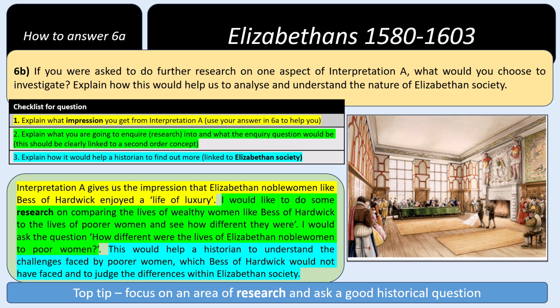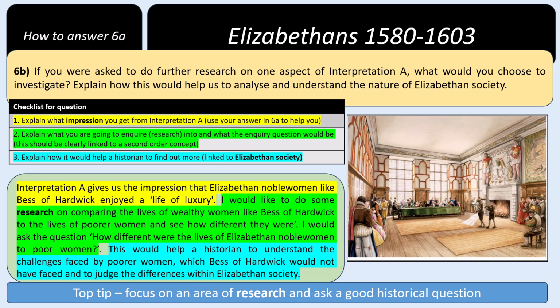The reason why you want to do that in the exam is because that's just going to help you to be really clear on whether you've asked a really good question. Now, because it's got the word "how different" in there, that links to similarity and difference. So that's a great example of a question to have picked.